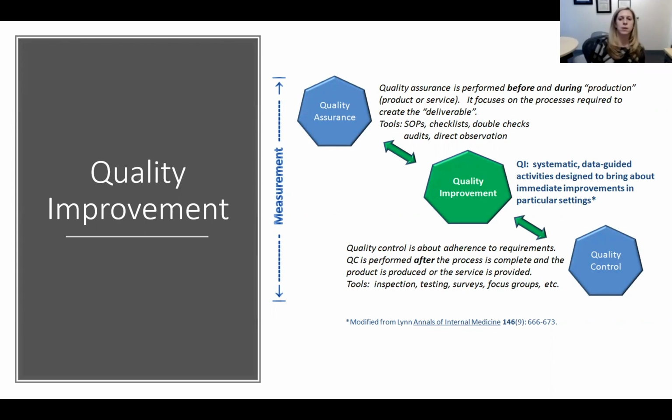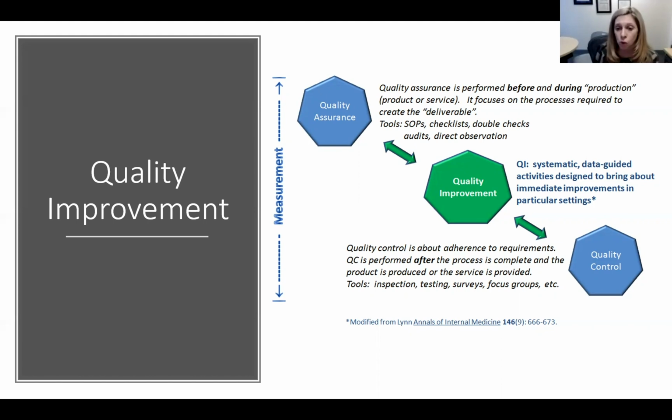When it comes to quality improvement, I found it helpful to use these three terms and to distinguish them from one another: quality assurance, quality improvement, and quality control. Quality assurance is performed before and during production while care is being delivered. It focuses on the processes required to create the deliverable. So these would be things like checklists, for example, that might happen at the moment when care is being delivered to make sure, are we doing our best in this moment?